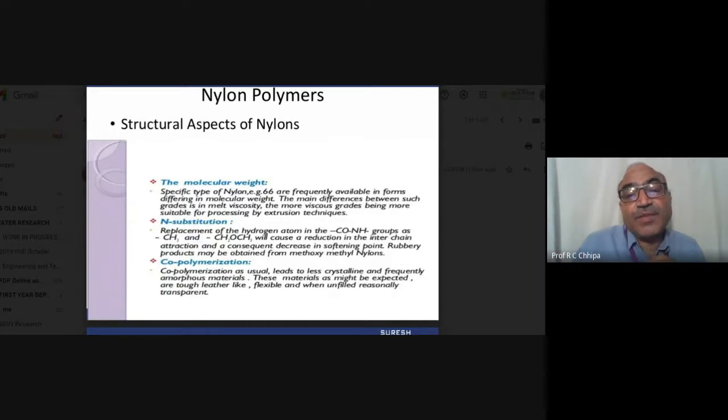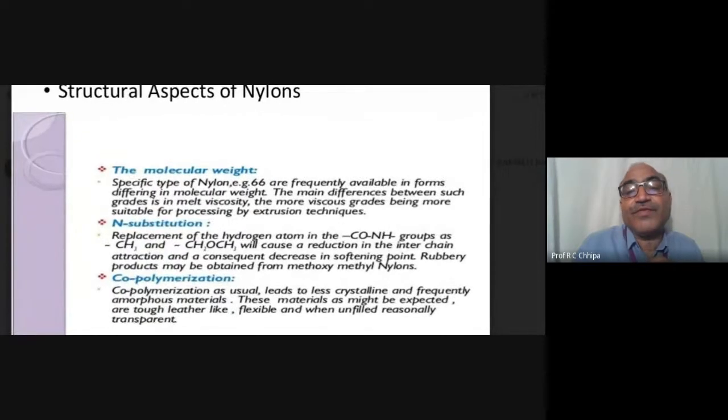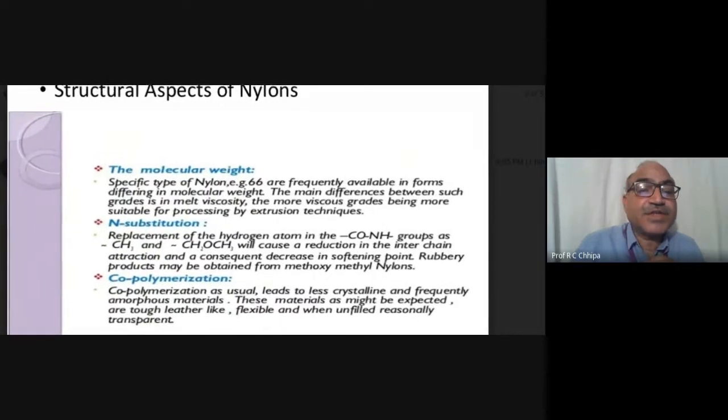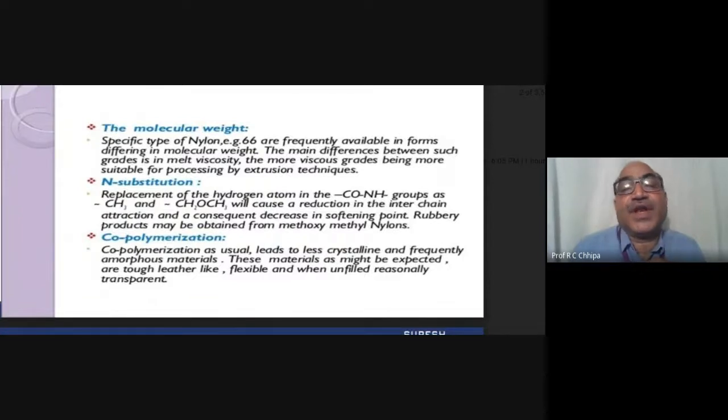A specific type of nylon is frequently available in the form of different molecular weights. The main difference between such grades is the melt viscosity, with more viscous grades being more suitable for processing by extrusion techniques. There are certain technologies by which we get the nylon fibers. Extrusion means whatever is viscous, then we get the nylon sets.